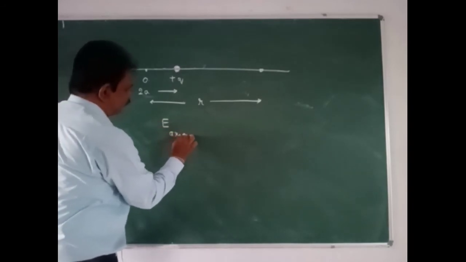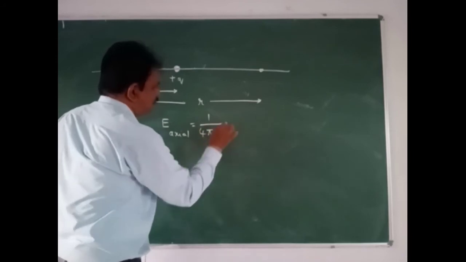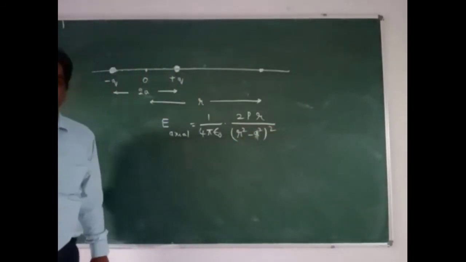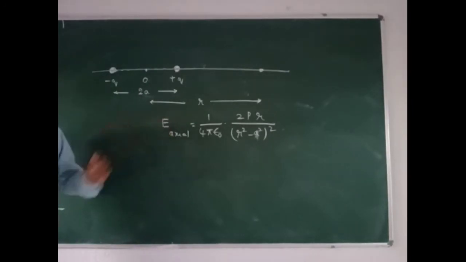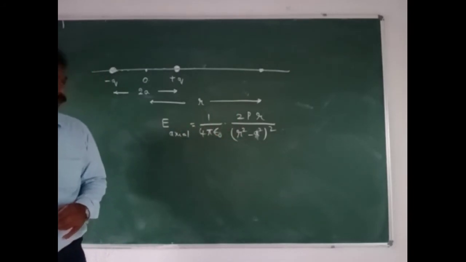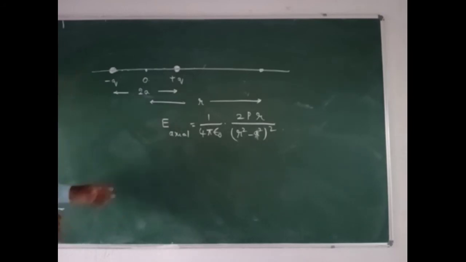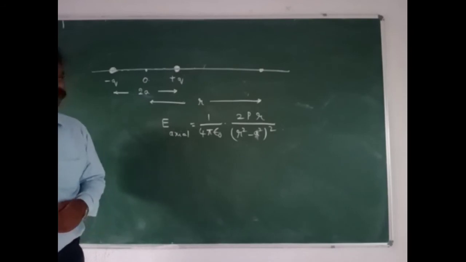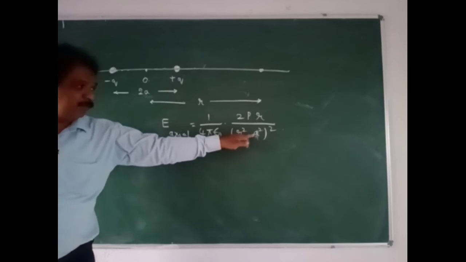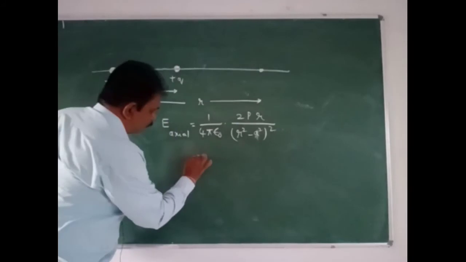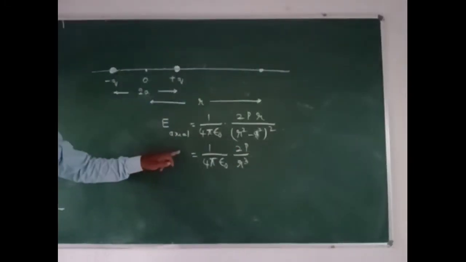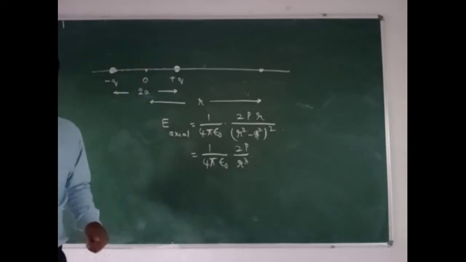Then E axial is equal to 1 by 4 pi epsilon naught 2 P r by (r square minus a square) whole square. This is the formula. Electric field intensity on the axial line of the dipole is 1 by 4 pi epsilon naught 2 P r by (r square minus a square) whole square. This is the formula we have to use. Next, if the dipole is a short dipole, what is meant by short dipole? Comparing to this distance r, a value is very small, then we will call it a short dipole. This a will be neglected, r power 4 by r will be r cube. This formula becomes 1 by 4 pi epsilon naught 2 P by r cube. This formula we have to use for finding the electric field intensity for a short dipole.